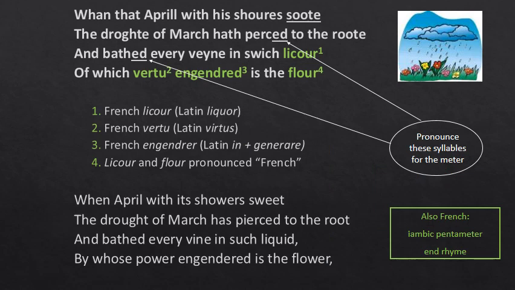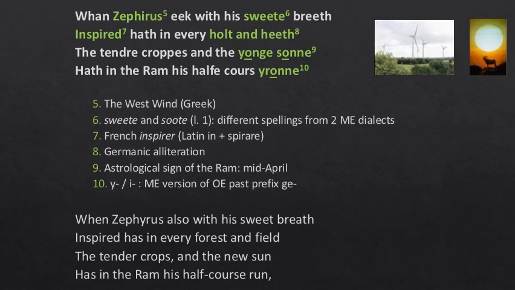We have soote to rhyme with roote. So he grabs that Middle English form from that dialect. On the next page, do you see why he goes to swete? That's right. Assonance. He wants the vowel sound to match up with breath, with aache, ache with his, and Zephyrus. Oh, four of them, goodness. When Zephyrus, eek with his sweete breeth.